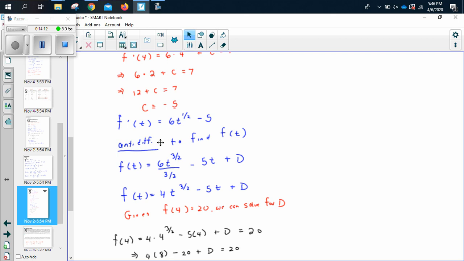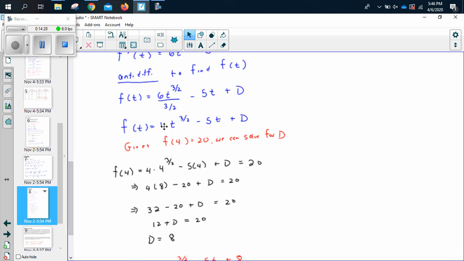Now I anti-differentiate again to find f of t. So I add 1 to the exponent and divide by the new exponent. So the antiderivative of minus 5 is minus 5t, and then I go plus d, another constant. I simplified this first, but I was given that f of 4 equals 20, so I can solve for d.